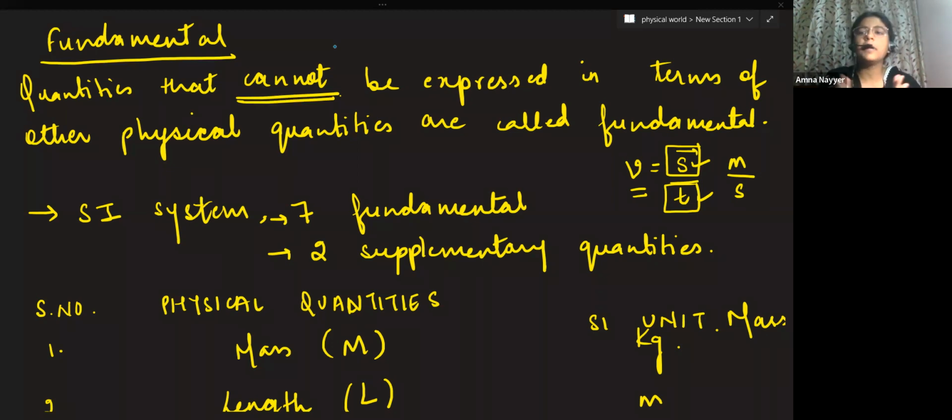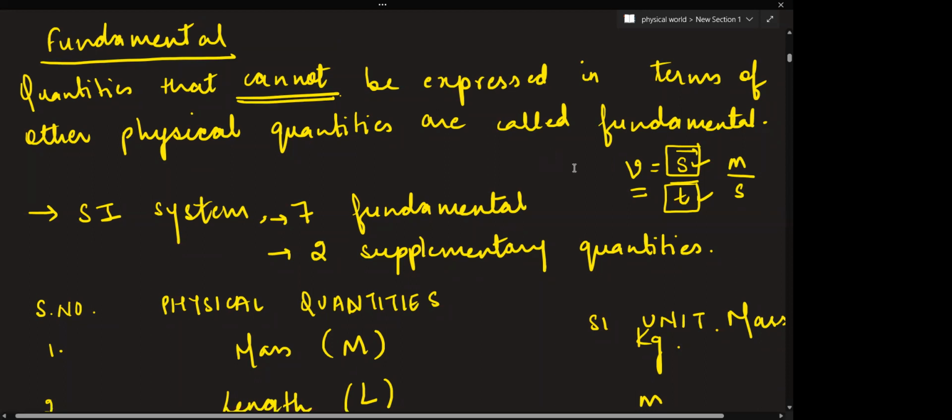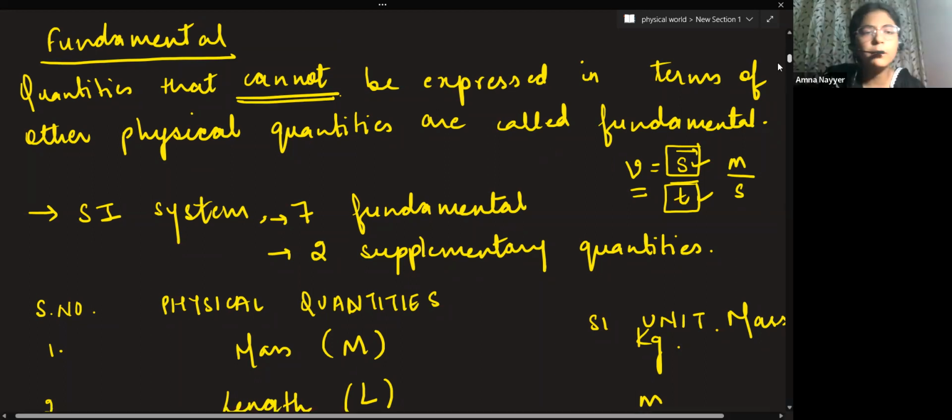So in the last class, we had completed what is meant by fundamental quantities, what are derived quantities, and now we had started with dimensional analysis. So we had seen dimensional formula. Yes, Aram, is this audible? Yes, ma'am. Alright. So these were the fundamental quantities.